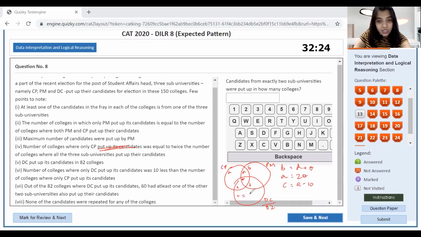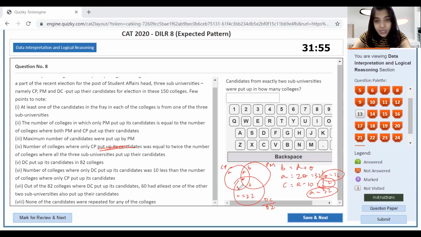Then what is C? C comes out to be 82 minus 60, which is 22. Right? So this is 22. A we get equal to 32. A is 32, then O is what? 16. We have these 2 things figured out right now. None of the candidates were repeated. Fine, there's no repetition. So it's asking if candidates from exactly 2 sub-universities were put up in how many colleges.